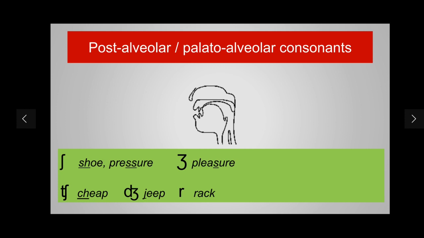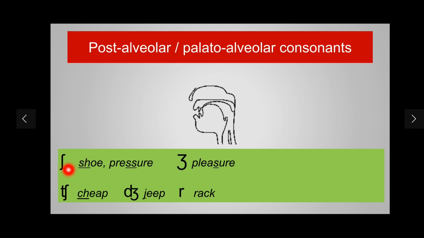Here we are with some more sounds, and they are called post-alveolar or palato-alveolar consonants. Post-alveolar is an area which comes after the alveolar in your mouth. First we have the lips, then the upper teeth, and behind the upper teeth we have the alveolar ridge. What comes after the alveolar ridge is called the post-alveolar area, and after that we have the palatal. That's why these sounds are called post-alveolar. This is the place of articulation of these sounds.